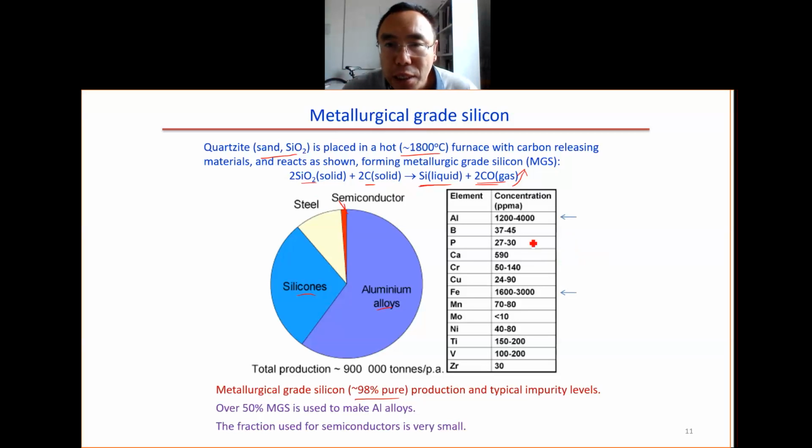So here are the impurities. We have aluminum, and we have iron. This one is very bad. This transition metal impurity is usually very bad for electronic devices. We also have many other impurities. So now we need to purify this metallurgical grade silicon.